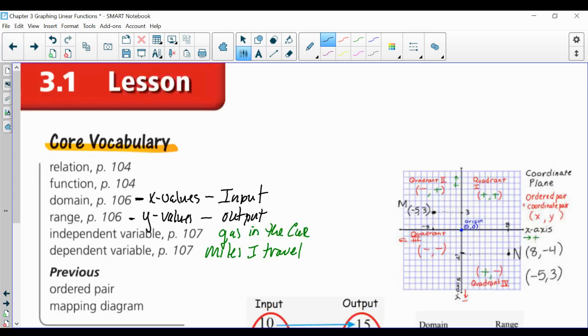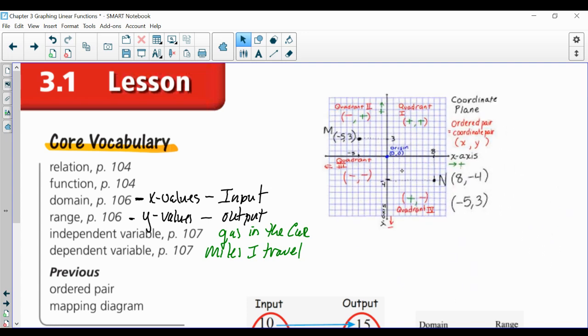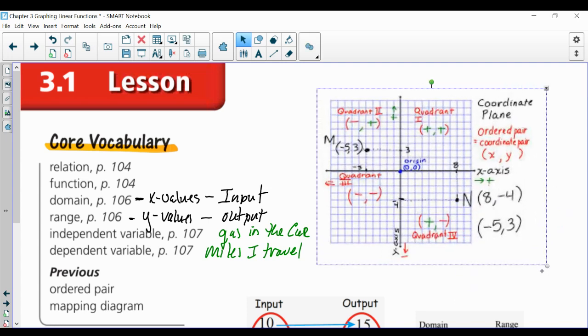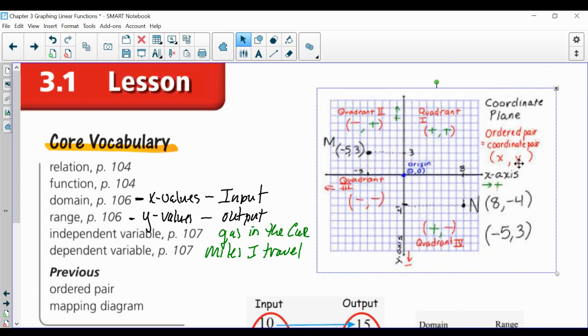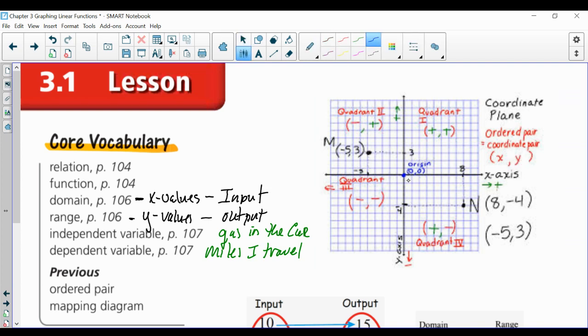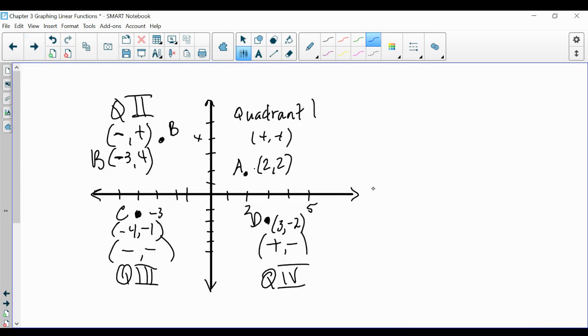And so when I have the coordinate plane, I know that I have an X and a Y axis. Another thing that's important is this point right here. This is the origin, so where it's (0, 0). I'm sorry, this is the x-axis, and this here is the y-axis.